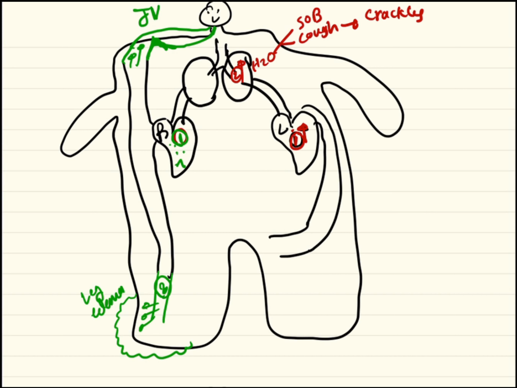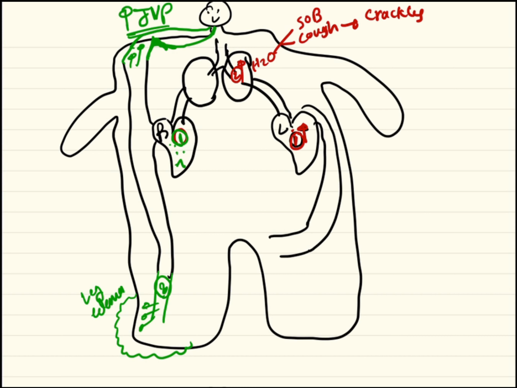So what's gonna happen to the jugular venous pressure? Is it gonna go high or low? High. Perfect. So that's why you're gonna have increased jugular venous pressure. Is that a sign of a right heart failure or a left heart failure? Right heart. Excellent.